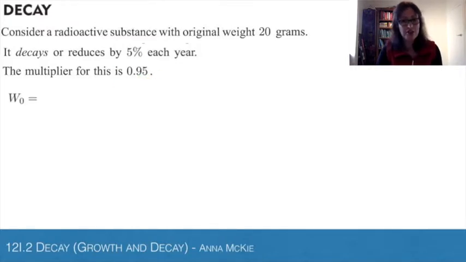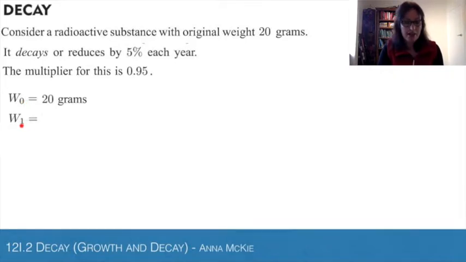So we're trying to construct a function for this. Our original is 20 grams. That letter there could be interpreted as a number or a letter. If it's a number, the 0, so it's after 0 years, we have 20 grams. So no time has passed. Or you might think of it in terms of a letter O for the original amount.